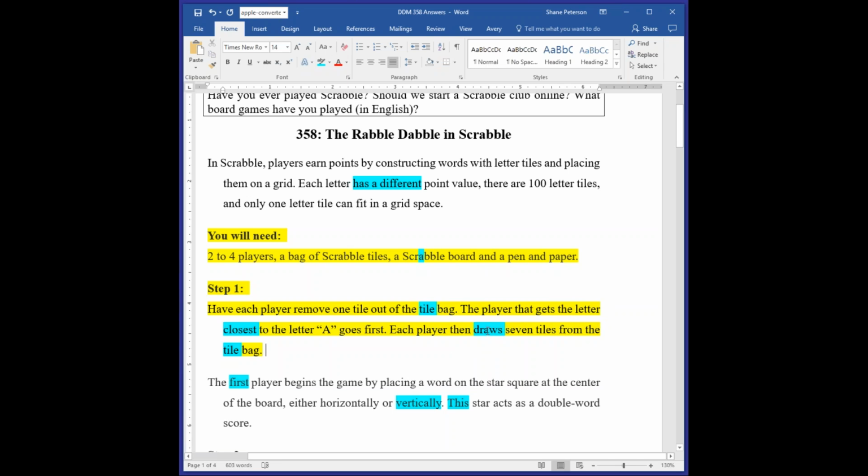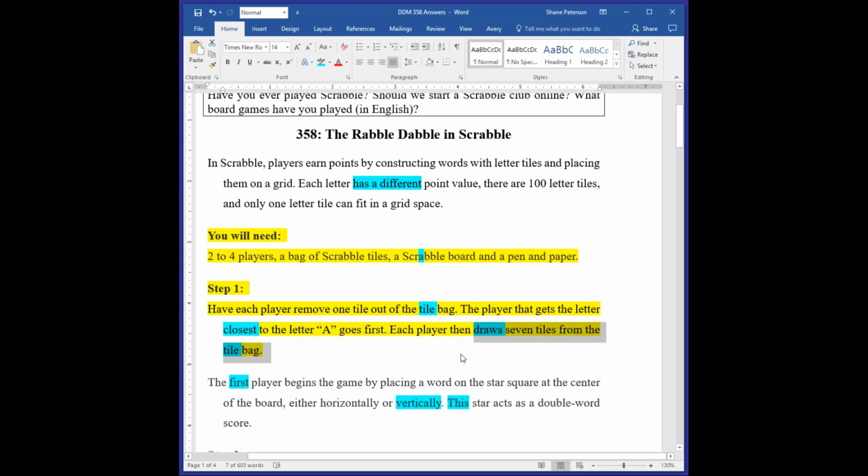Draws 7. And then do the whole thing there. Draws 7 tiles from the tile bag. Again, remember tile. Draws 7 tiles from the tile bag. Draw 7 tiles from the tile bag. Good. Your tiles were really good.